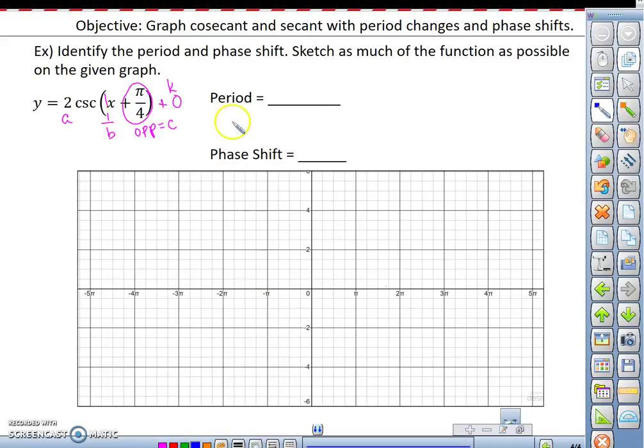So for the period of the function that we're looking at, we're going to have 2 pi divided by our 1 over b parameter, which is 1. So the period of this function is going to be 2 pi radians, just like the parent function of cosecant. We do, however, have a phase shift. So it's c divided by 1 over b. So remember, we have to take the opposite of this positive pi fourths. So that would be negative pi fourths, and then divided by the 1 over b value of 1. That gives us negative pi fourths. And so that being negative, that means we have the horizontal translation to the left. So this is going to shift everything left pi fourths units.